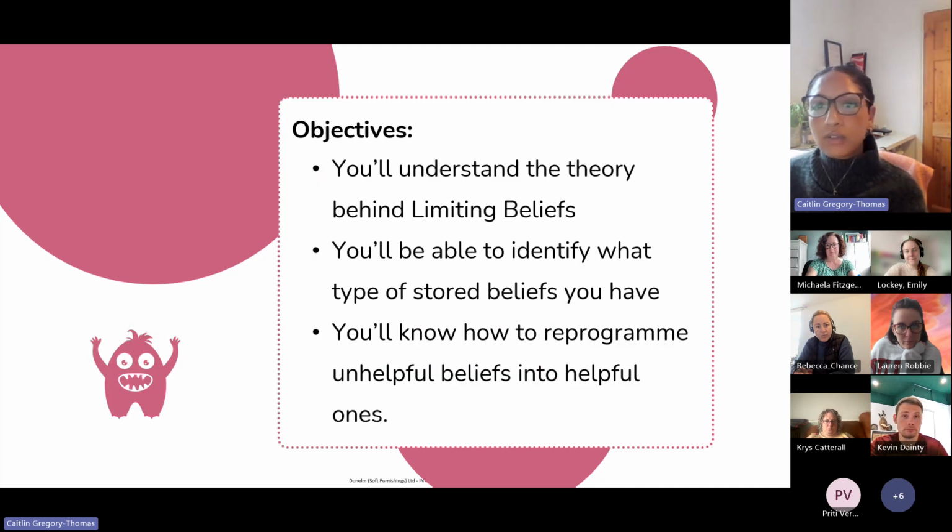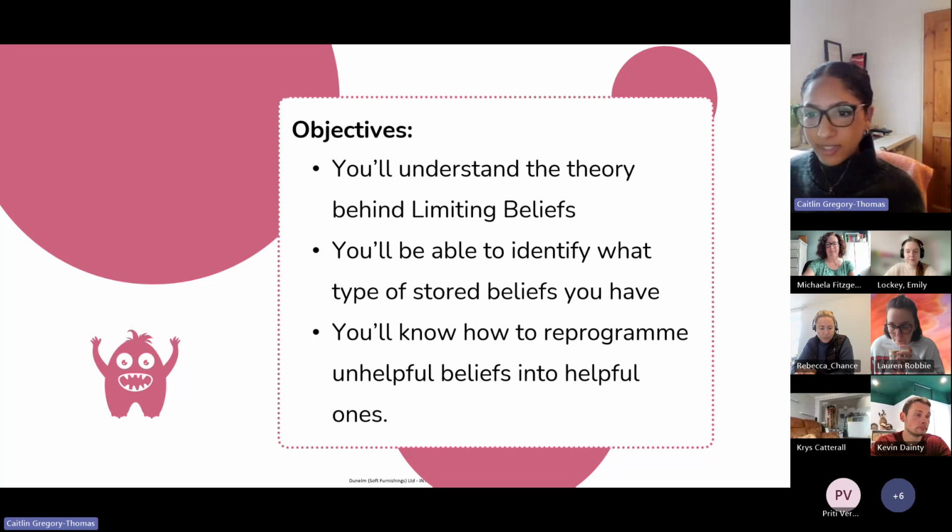So these are our objectives for today, so that you'll understand the theory behind limiting beliefs. You'll be able to identify what type of stored beliefs you have already. We all have these stored beliefs, so you'll be able to kind of categorize what yours are. And then you'll know how to reprogram any of those unhelpful beliefs into helpful ones.